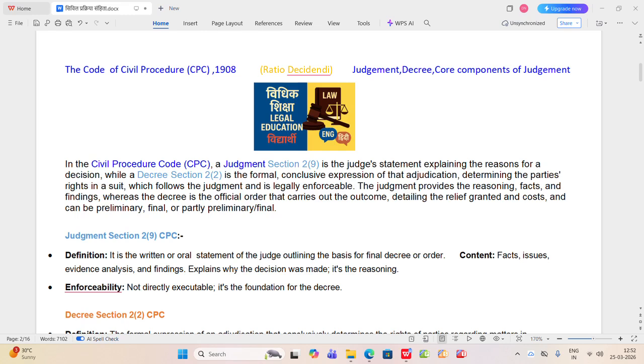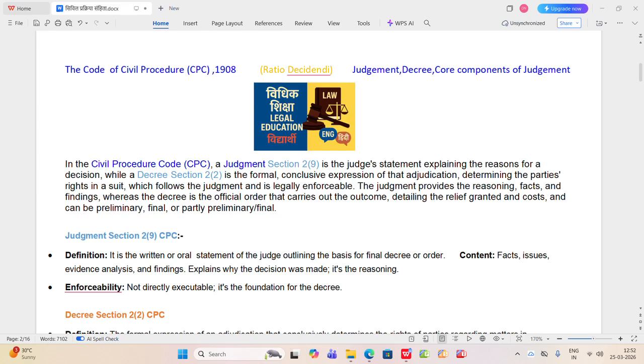Now, let us start. What is judgment? Judgment comes under section 2.9 and it is the judge's statement. It is the statement made by the judge explaining the reason for a decision. Whatever decision the judge takes, that statement made by the judge in writing or oral is the judgment. Decree comes under section 2.2. It is the formal conclusive expression of that adjudication, determining the rights of the parties.